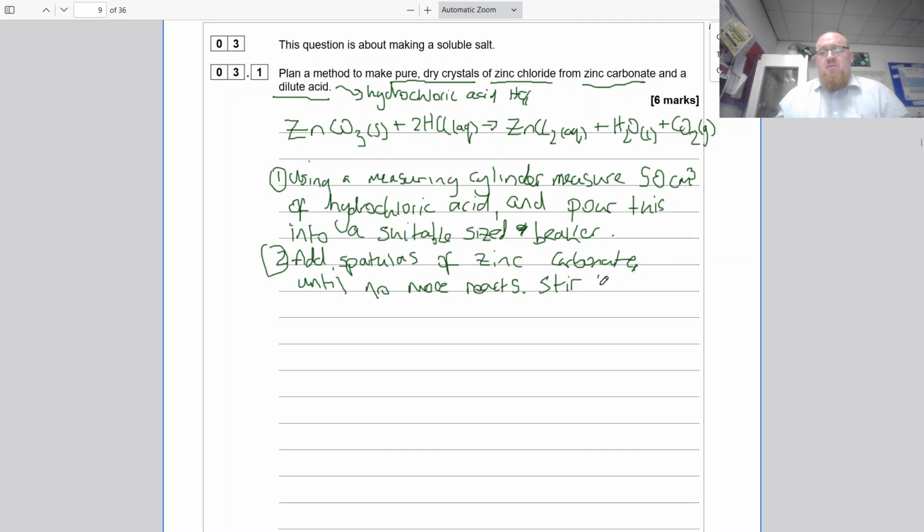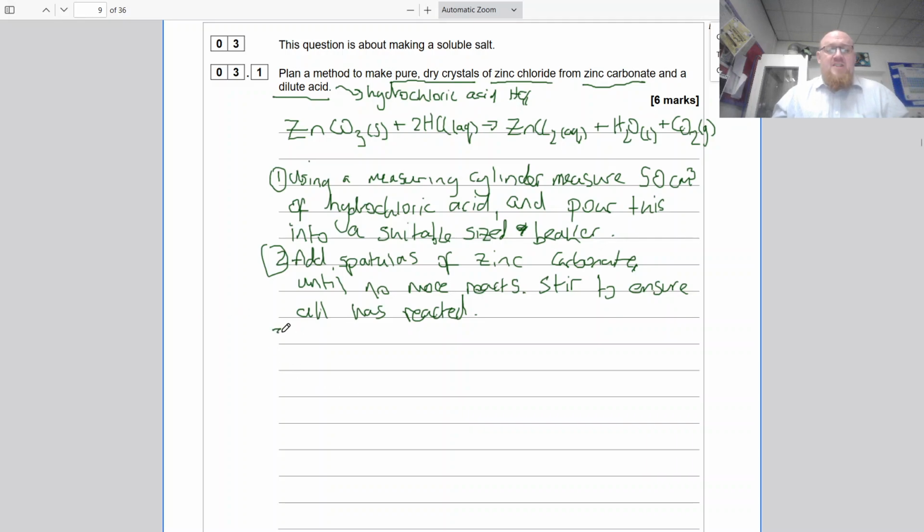and stir to ensure all has reacted. Okay, so we now have zinc carbonate reacting with hydrochloric acid, so we'll have a zinc chloride solution. So we've got our solution, but what we want is pure dry crystals.